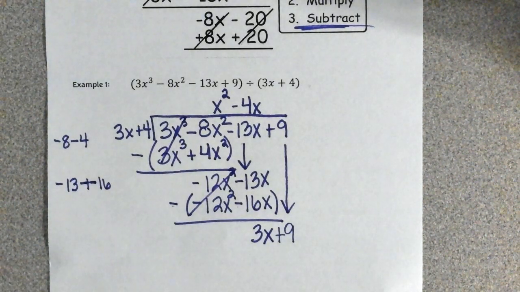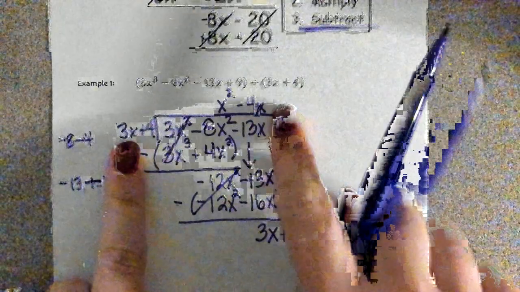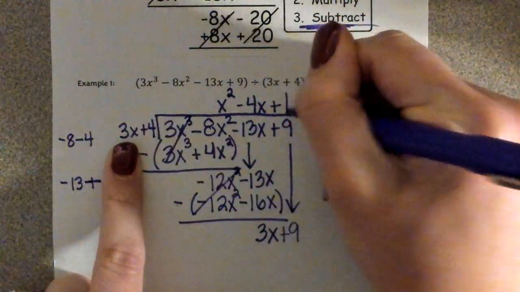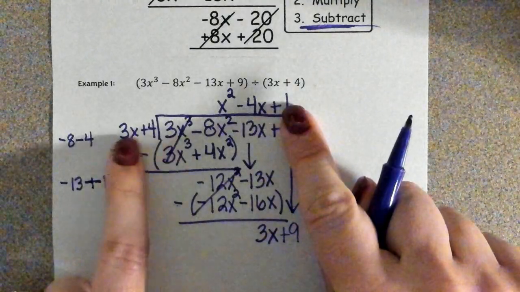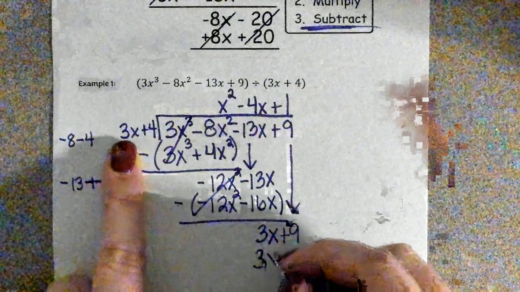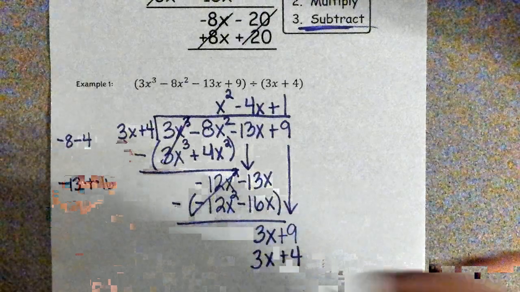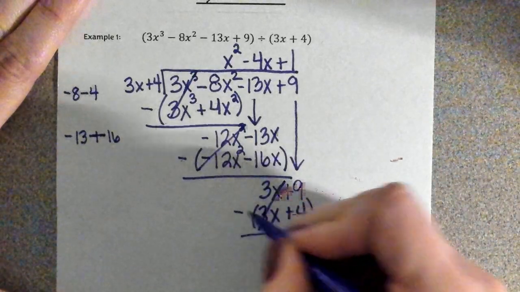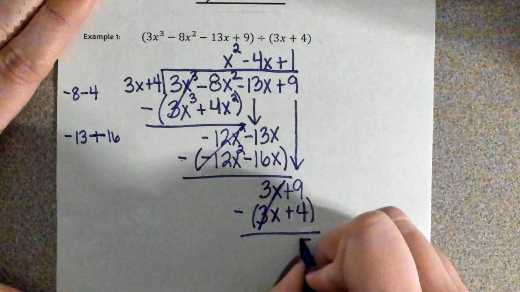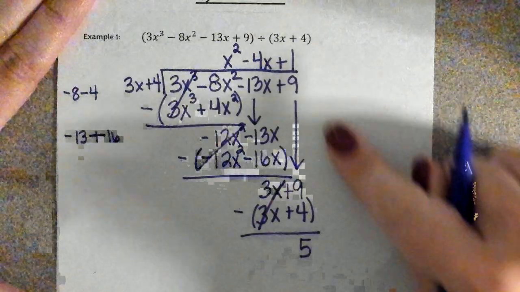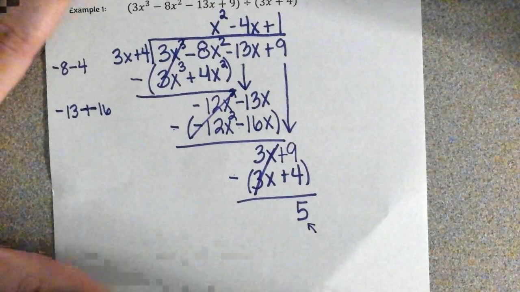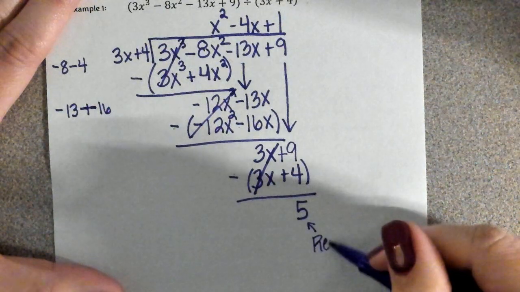And then we do it one more time. 3x times what makes 3x? 1. So 1 times all of this, so that's 3x plus 4. We grab and subtract. 9 minus 4 is 5. And there's nothing else to bring down. Okay, so you remember what this was called, the leftovers? That's your remainder.